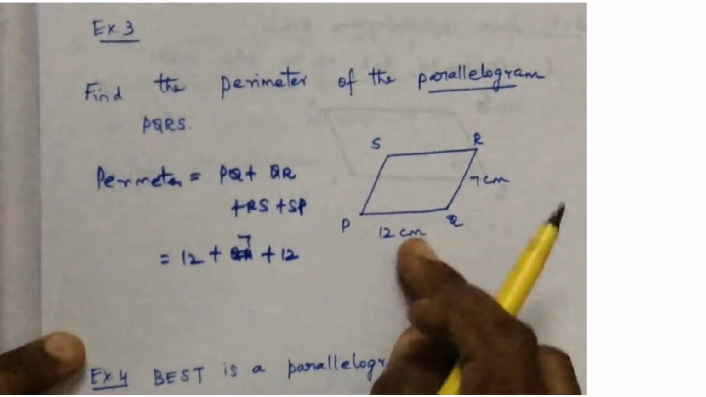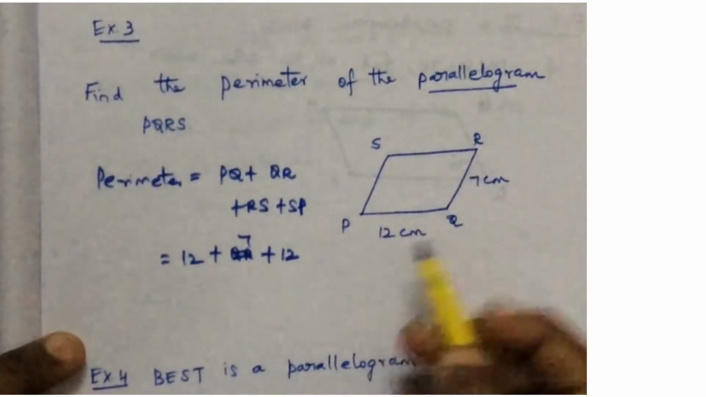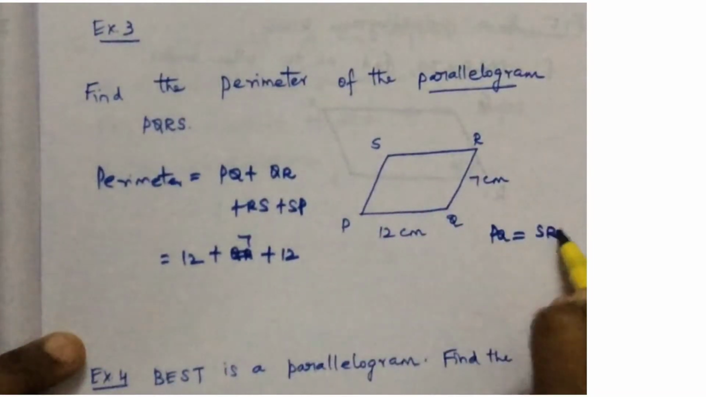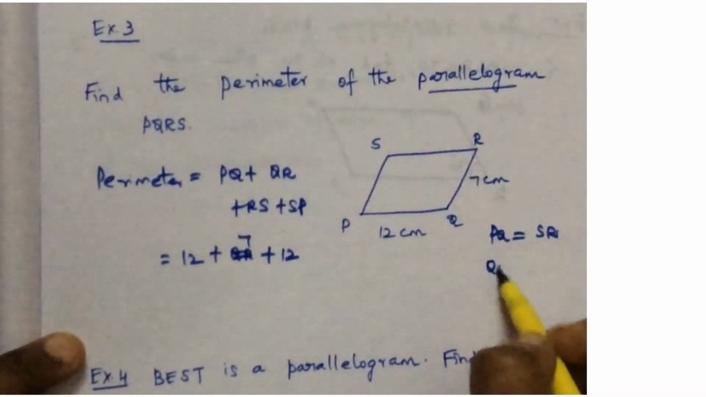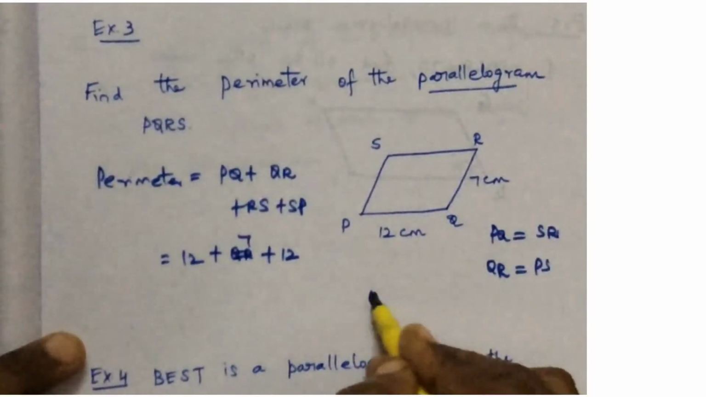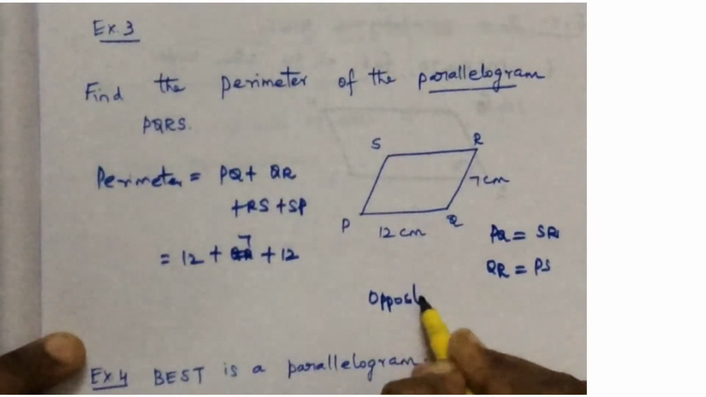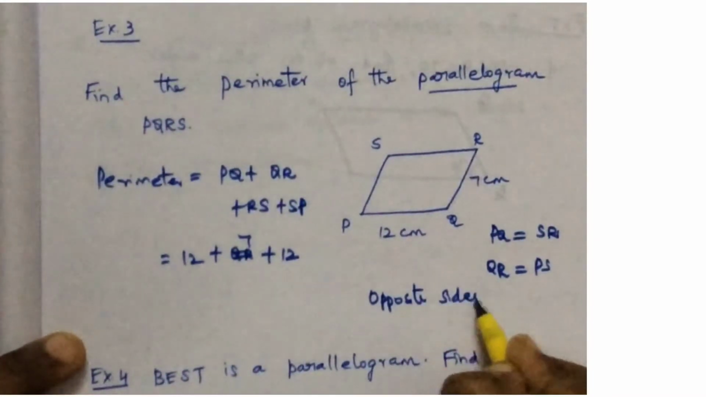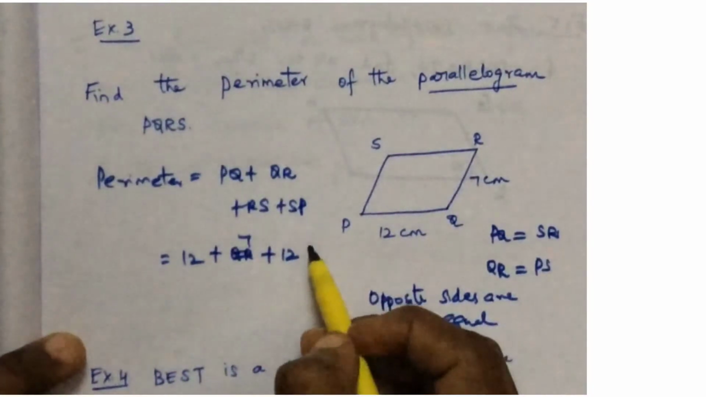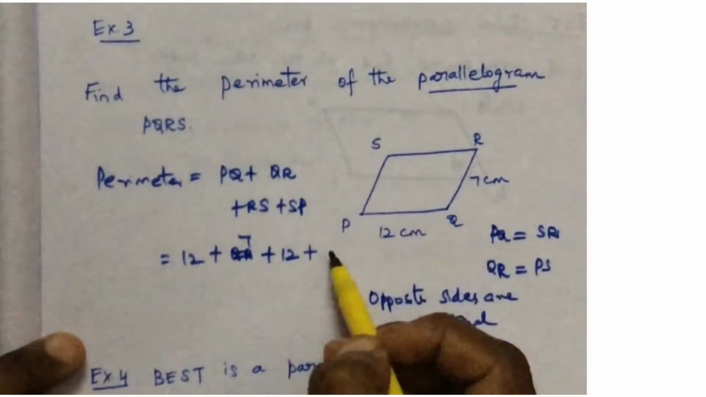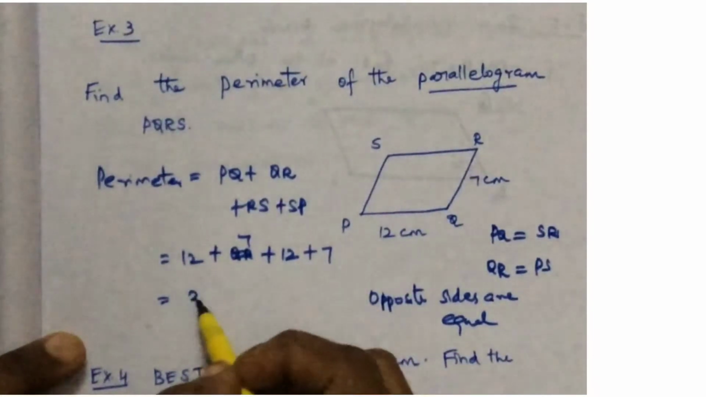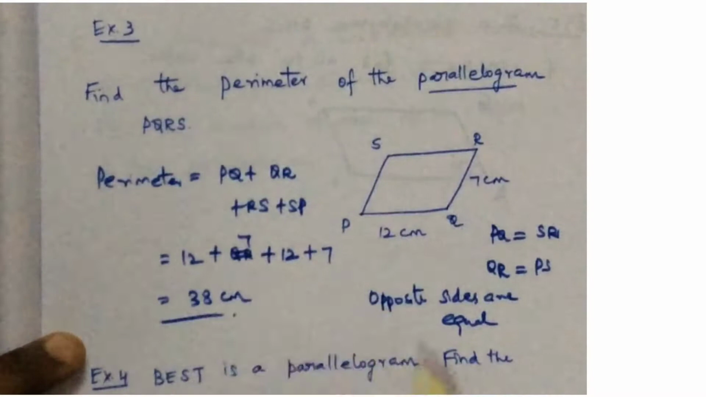In a parallelogram, opposite sides are equal. So I can write PQ is equal to SR and QR is equal to PS, because opposite sides are equal. Plus the last is SP, which is 7. 12 plus 7 plus 12 plus 7, which is 38 centimeters.